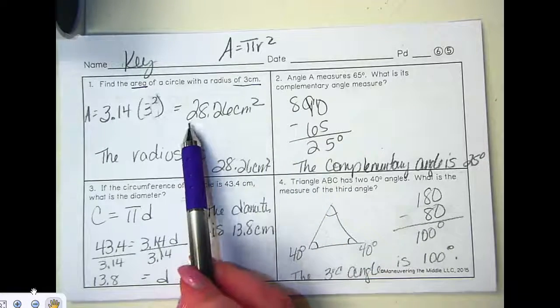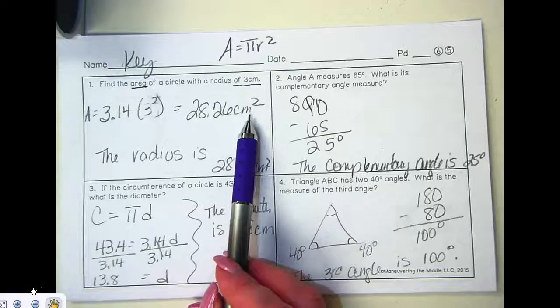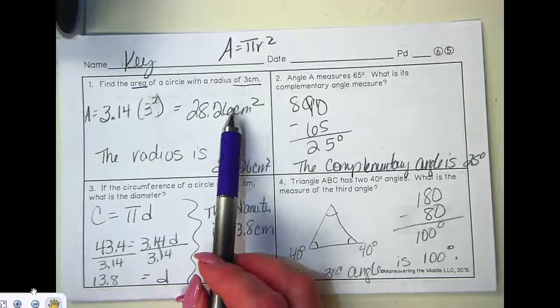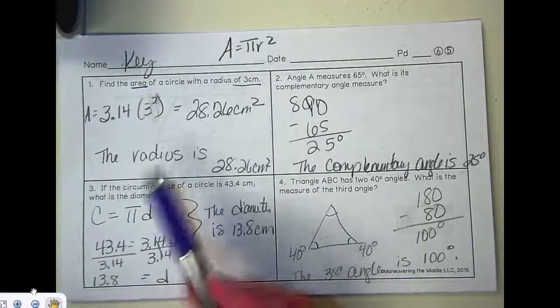So, you should get an answer that looks like 28.26 centimeters squared. Area is always squared. Don't just drop off those numbers right there. You can write out to the hundredths place.